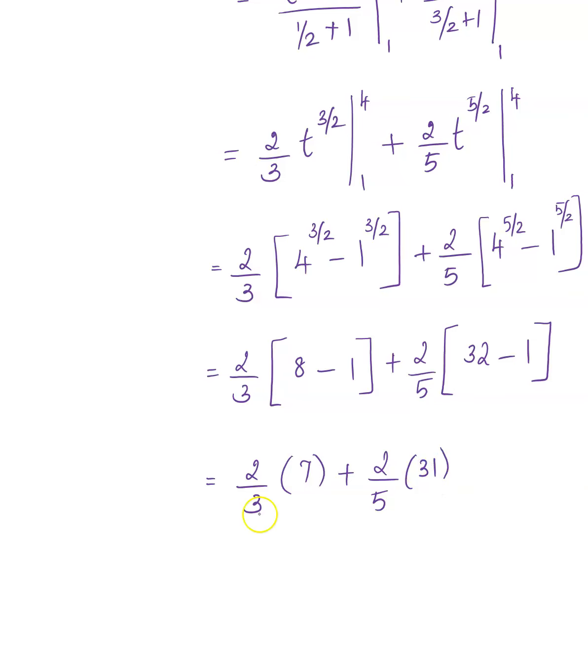Simplify these two. The LCD is 15, so then you have all these big numbers there. If you do all the calculations in the background, you should get 256 over 15. And that will be the answer here, where you use the power rule technique to integrate.